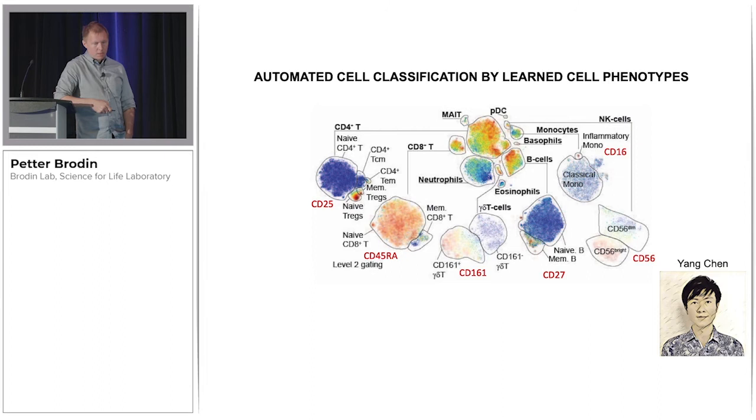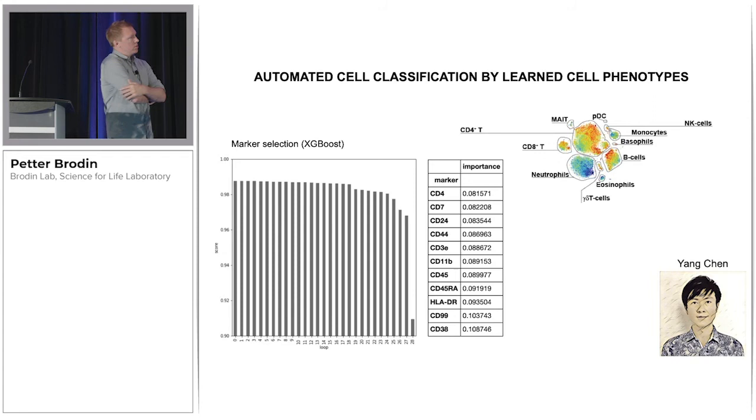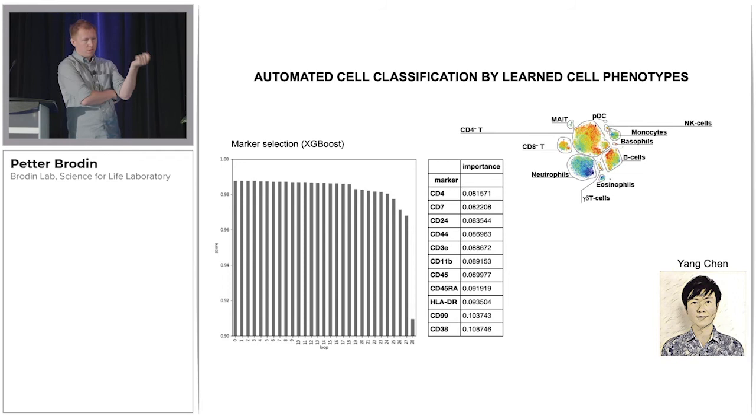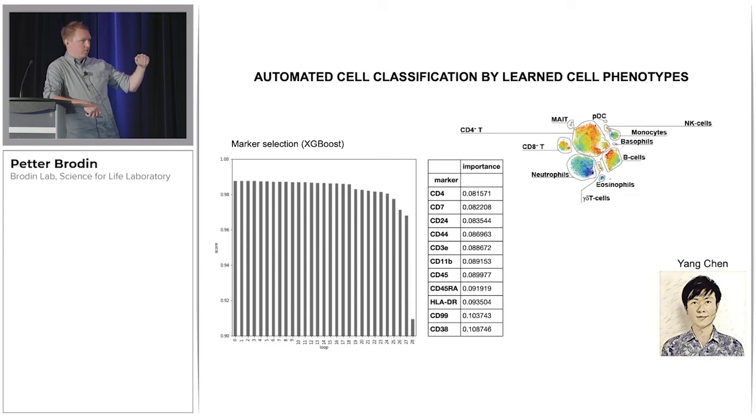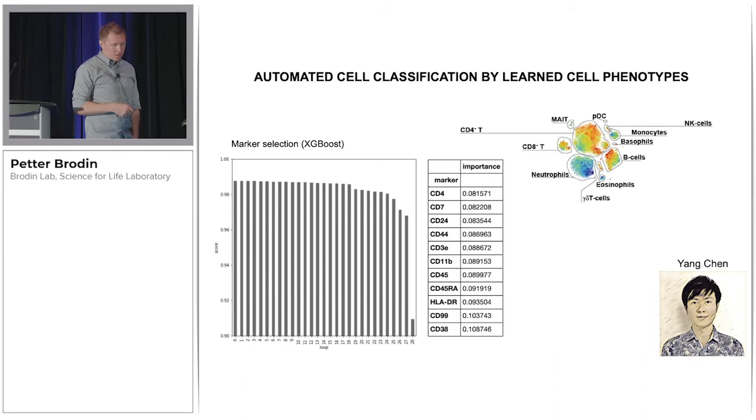The other thing that this does, and on the left here is a looped analysis, is that we basically throw one of the markers out, and then we redo the classification, in this case level one. And that allows you to rank the markers by importance, right? So you can say, okay, when I throw this particular marker out, the precision of the classification goes down, so that marker is very important. That gives a score, and to our surprise, the most important marker for level one gating is CD38. The second most important marker, even more surprising, was CD99.